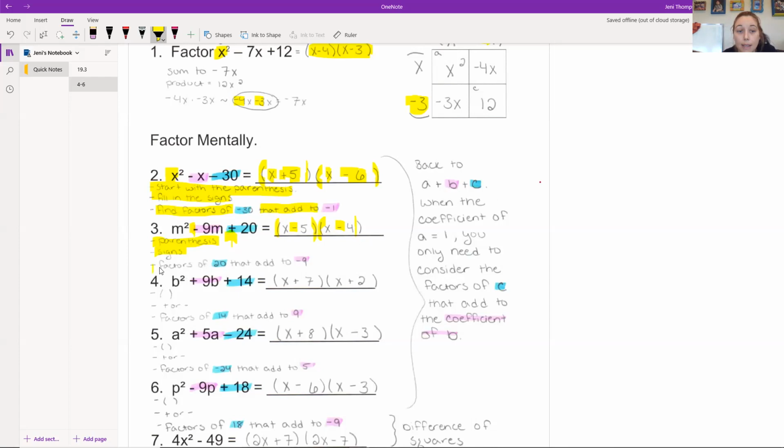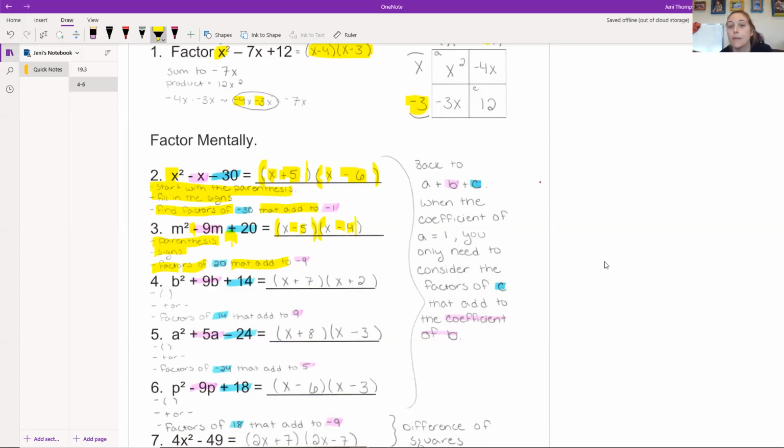So I did my signs. And then I just need factors of my C, which is 20, that add to negative 9, the coefficient for my B. So factors of 20, 5 and 4, that gives me 20. And negative 5 minus 4 gives me negative 9. There we go, I did it.